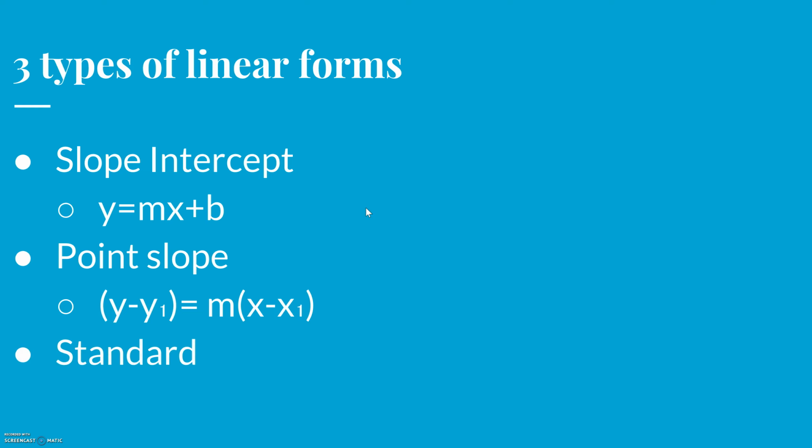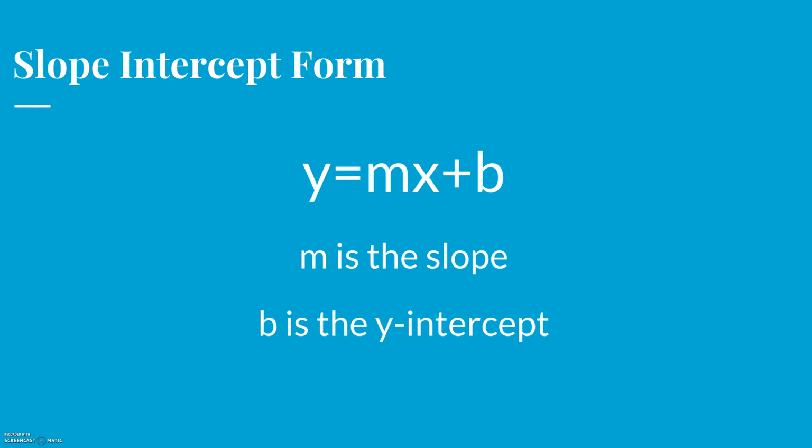And last we have standard form. Standard form looks like ax plus by equals c. So now we're going to talk about each of those in depth. To begin with, slope-intercept form.